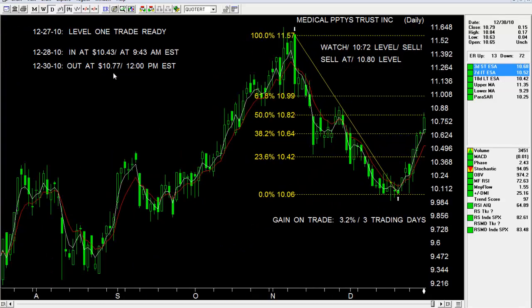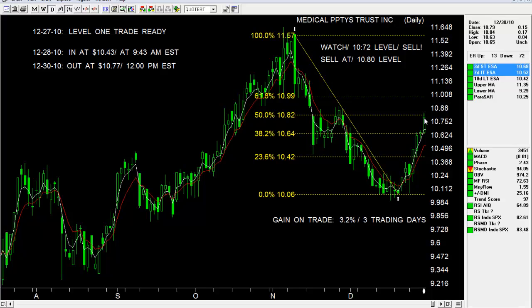This was, in fact, my most recent profitable trade. The last trade I made for 2010. I got into stock right here at 1228. I got in at 1043 at about 9:43 a.m. and I got out on 1230 right here at 1077, just after it hit this 1082 level, couldn't pass through and continue upward on an intraday basis, and I got out at noon, figuring that was it.